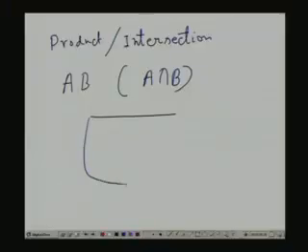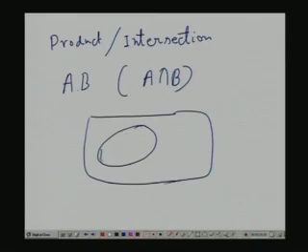That is in terms of the Venn diagram. If you have got these to be A and these to be B, then this is your A union B. This part is A intersection B, this part.